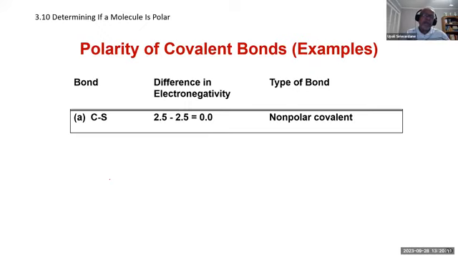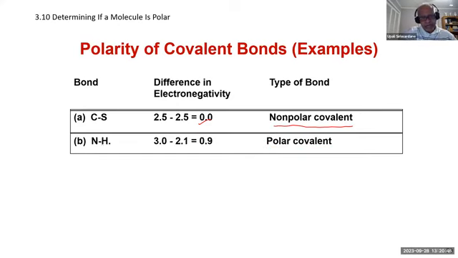If you look at the covalent bond between carbon and sulfur, carbon has an electronegativity of 2.5. Sulfur also has 2.5, therefore the electronegativity difference is 0. That covalent bond is non-polar. Therefore, it will not participate in deciding the polarity of the molecule.